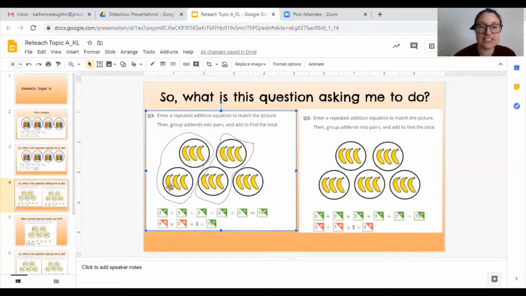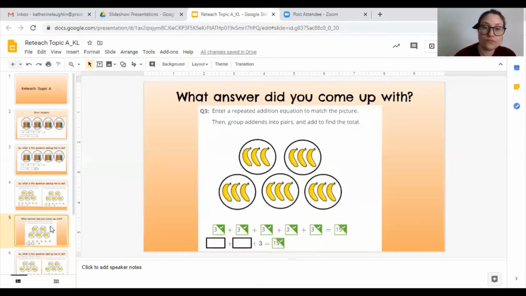So if there are 6 here and 6 here, those add-ins have been grouped into pairs. They were 3 and 3, but now they are 6. This 3 stays by itself because there is no other group of bananas that can make a pair with it.